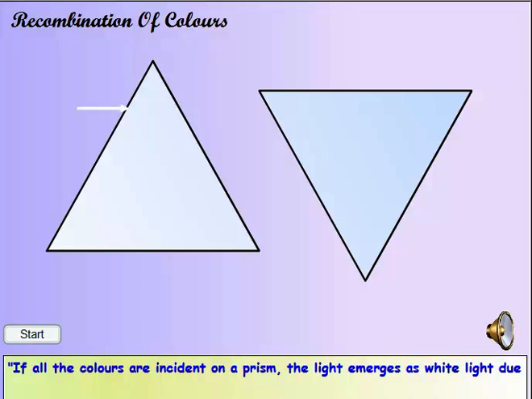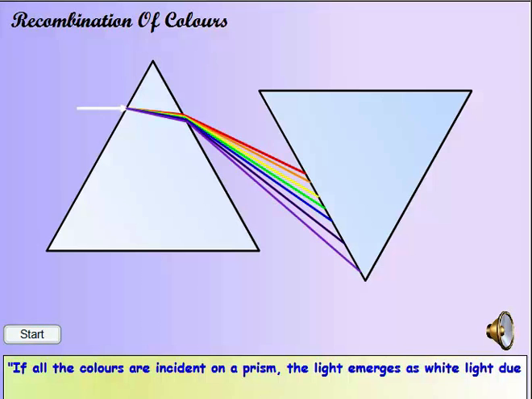If white light is incident on one face of the prism, it splits into 7 colors. Now, if those 7 colors are incident on another prism, they recombine and emerge as white light. This proves that white is a combination of the 7 colors.